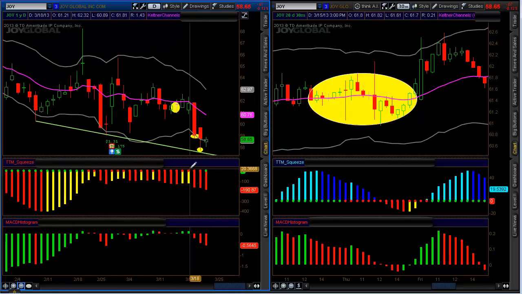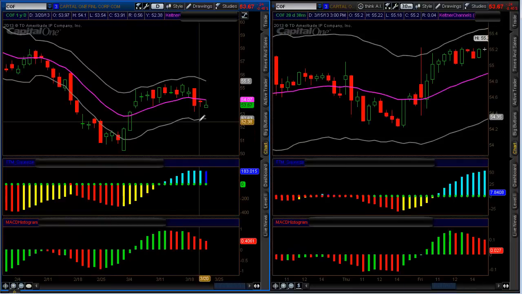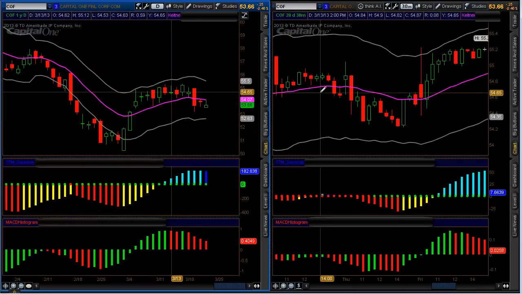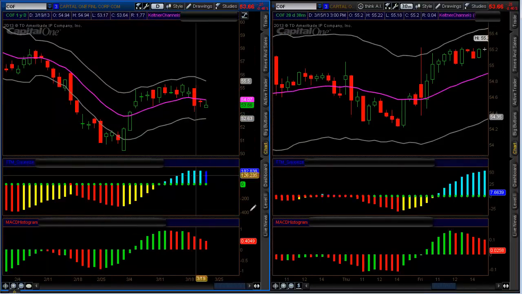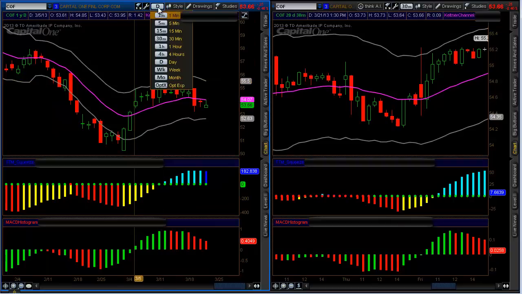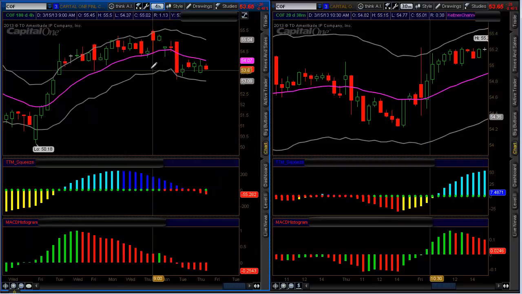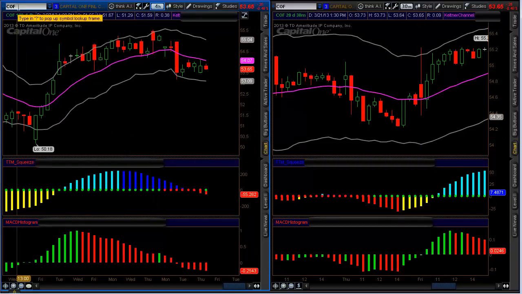And we have another trade that we actually entered in today, and I wanted to show it to you. Depending on how fast you can get this video, you might be able to take this trade. So again, same exact indicators, but this time what I was looking at was a 4-hour chart, and I was looking at ticker COF, Capital One Financial.